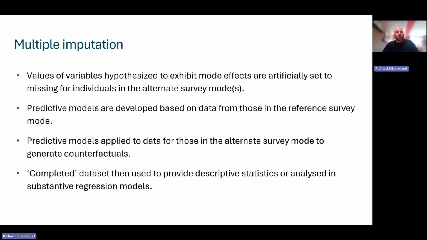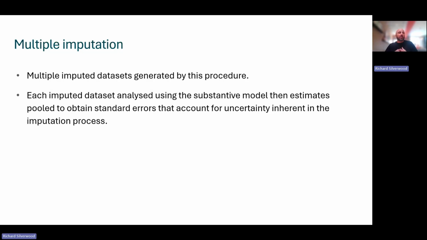But if we were just to go through this process and impute values once, analyze them as if they'd been observed, then this wouldn't fully incorporate the uncertainty that's due to the imputation procedure. So instead, multiple imputed data sets are generated using this approach. Within each imputed data set for a given variable, for a given individual, you're likely to see different values, a distribution of values across imputed data sets. Then each of these imputed data sets are analyzed using the substantive model, the analysis model of interest, and the estimates pooled using standard methods.